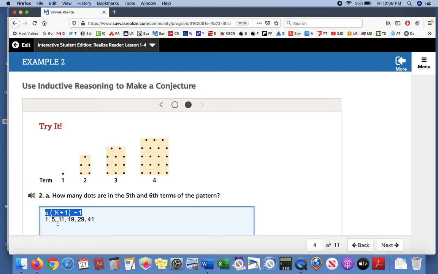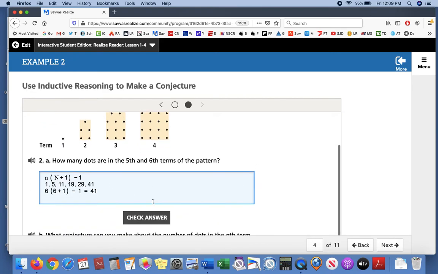Let me try that out. 1, 2, 3, 4, 5, 6. Let me plug in a 6 for n and see if I get 41. If I plug in a 6 for n, will I get 41? 6 times 6 plus 1. 6 plus 1 is 7. 6 times 7 is 42. 42 minus 1 is 41. I think I got it.